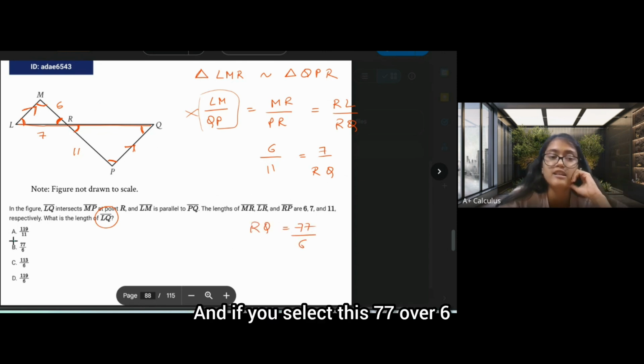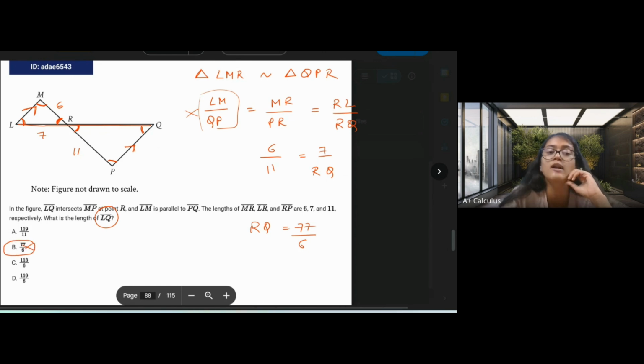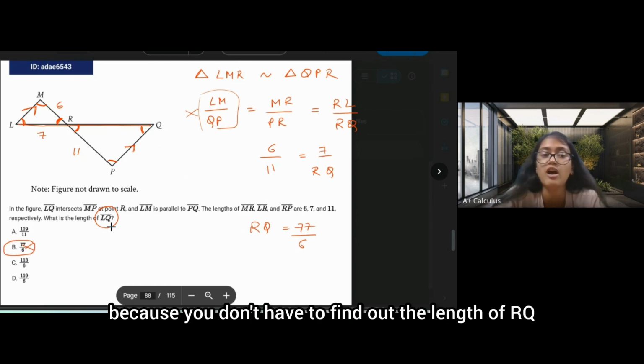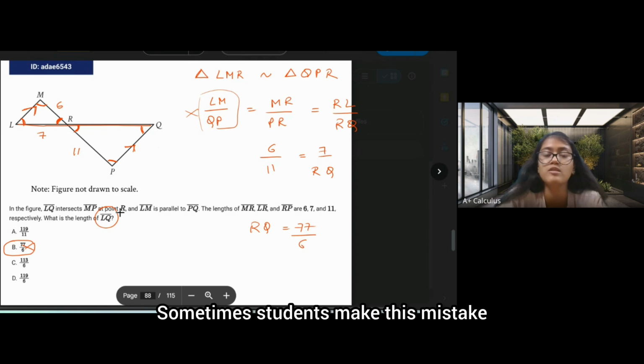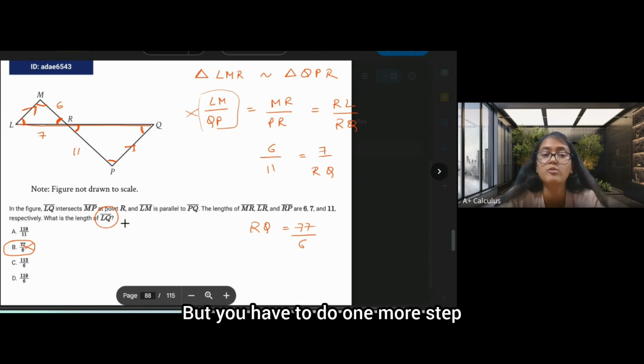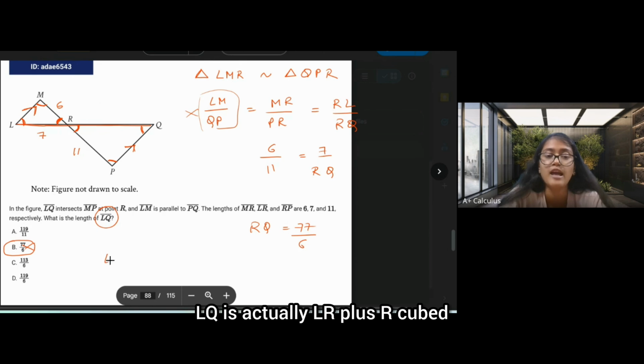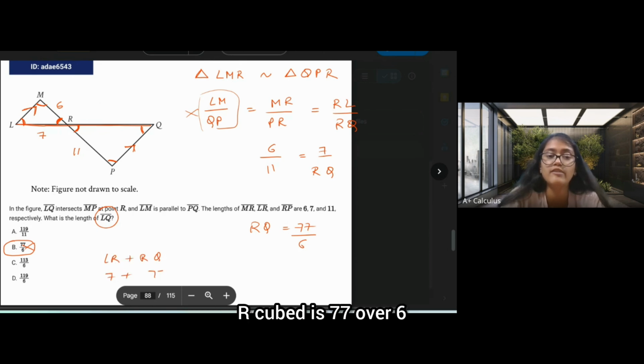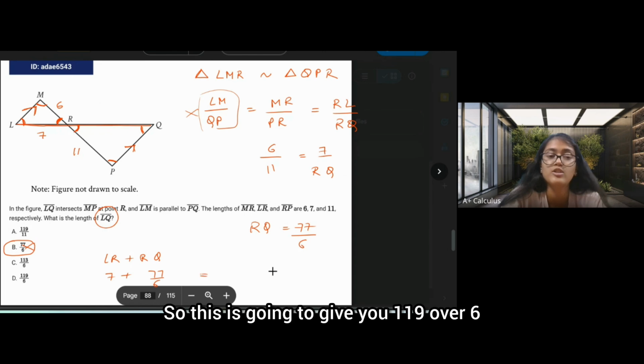And if you select this 77 over 6, it will be wrong because you don't have to find out the length of RQ. Read the question carefully. Sometimes students make this mistake that they will select the answer choice that you get in the previous step. But you have to do one more step. You have to find out the length of LQ. So LQ, you can see from here, LQ is actually LR plus RQ. So LR is 7, RQ is 77 over 6. So this is going to give you 119 over 6.